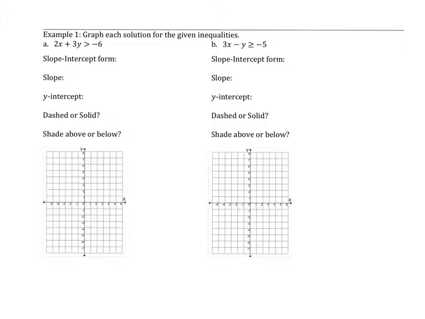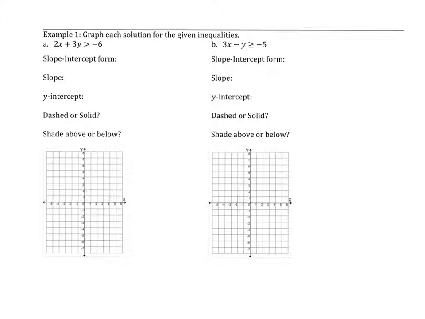Alright, so we're going to look at example 1 where we're just graphing these inequalities. If you remember from lesson 1, part 3, we graphed lines. And in order to graph those lines, we first put them into slope-intercept form, and then we found the slope and the y-intercept from that equation. We're going to do the same thing here. So we're going to start with example 1.